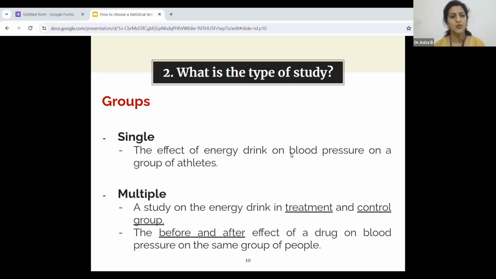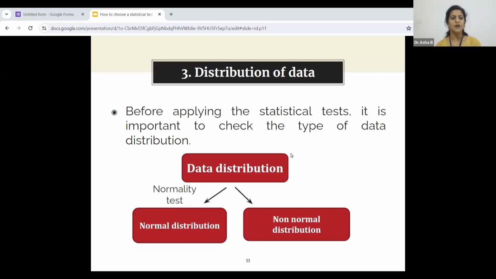So the two things we have to see under type of studies: one is whether the study subjects belong to a paired group or an unpaired group, and then how many types of groups are there in the study. Moving to the third point, identify the type of data distribution with the help of a normality test. See, if the data is discrete, there is no need of running a normality test. This we have discussed in the last session also.